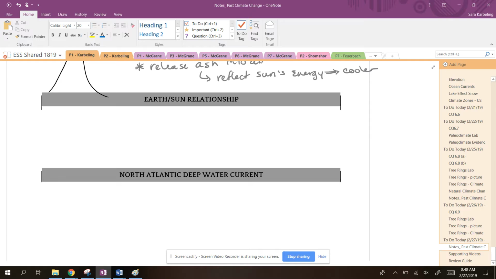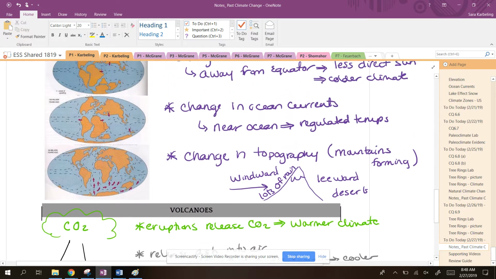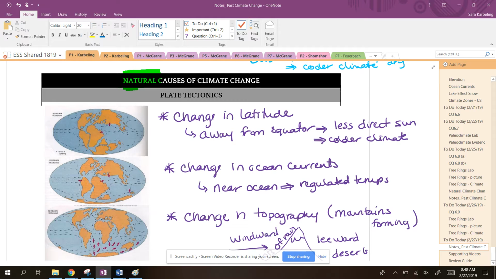So just to kind of get our brains back in this, my capture question, if I was going to have written one, would be provide a couple of examples of natural causes of climate change. If I had asked you that capture question, what would you have said? Plate tectonics, and by that we mean, right, that when the plates are moving, the continents move, so there's continental shift, so we're changing our latitude, okay? A change in the ocean currents. How do the ocean currents affect climate?